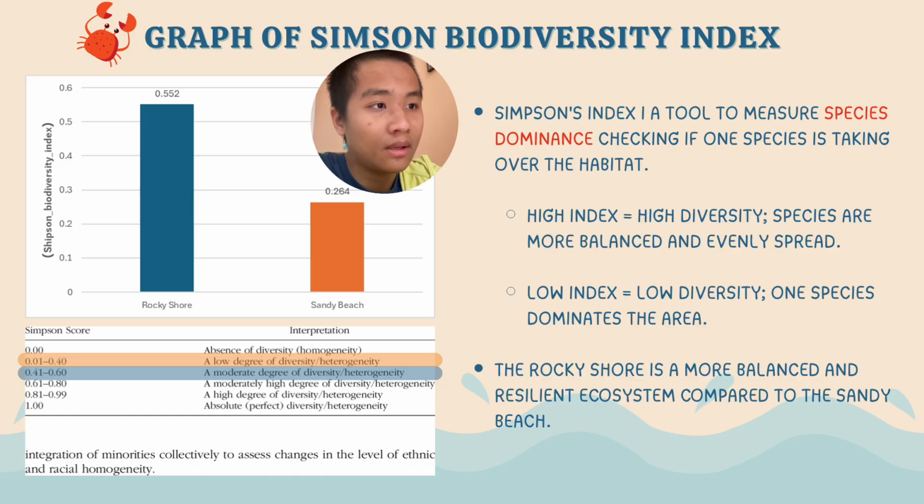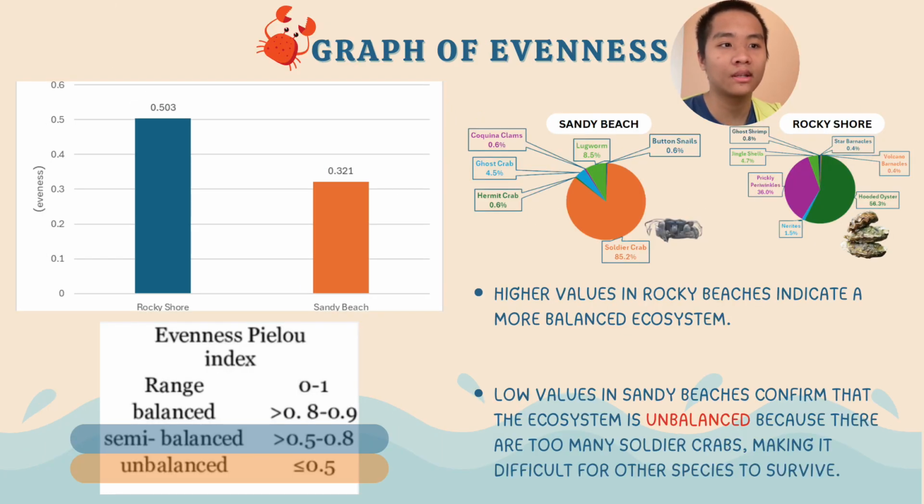The Simpson Index is a tool to measure species dominance, checking if one species is taking over the habitat. A high index means higher diversity. Species are more balanced and evenly spread, while a low index indicates lower diversity, and that one species typically dominates the area. As you can see, the rocky shore has a more balanced and resilient ecosystem compared to the sandy beach.